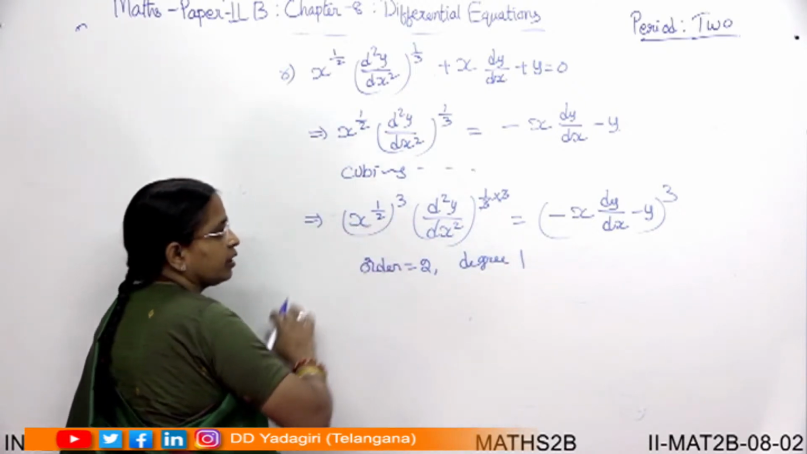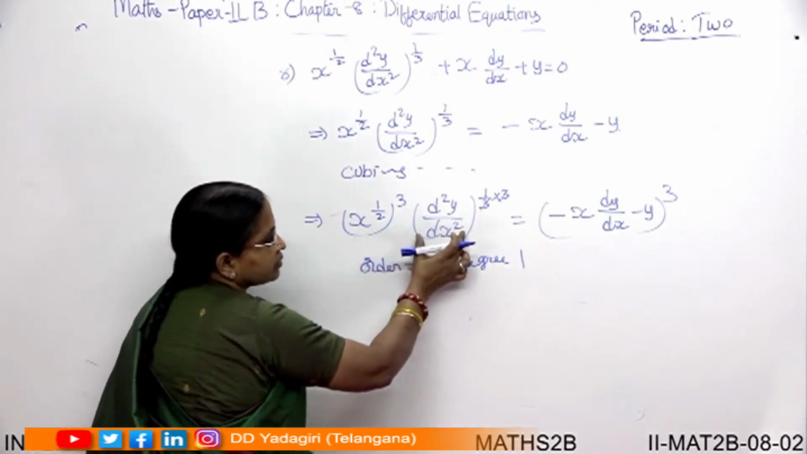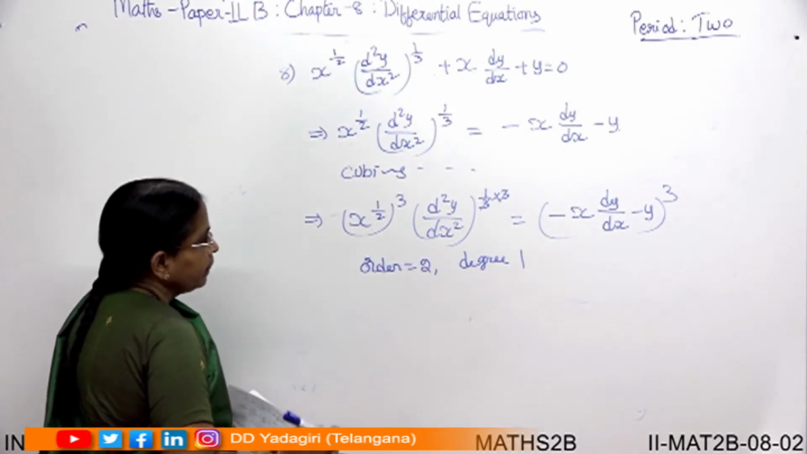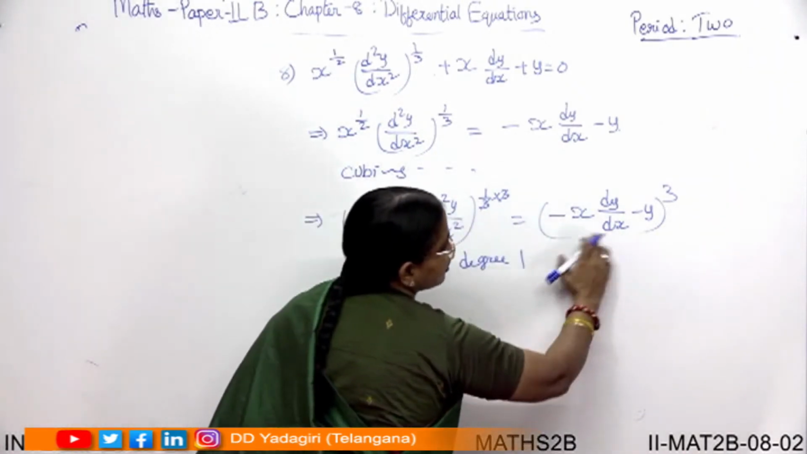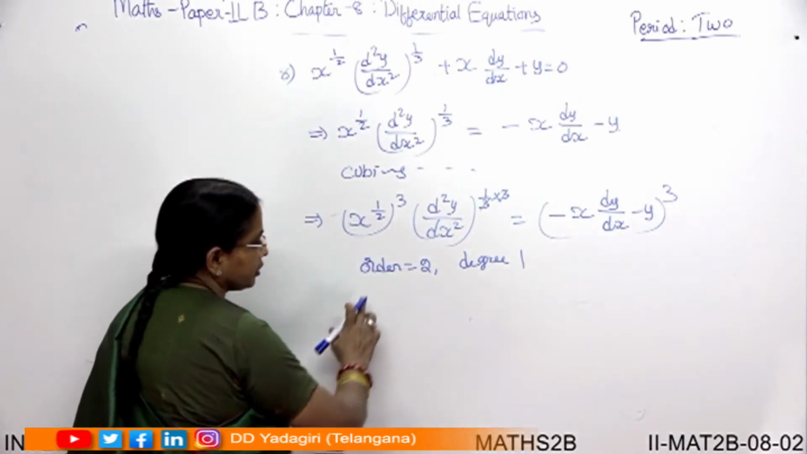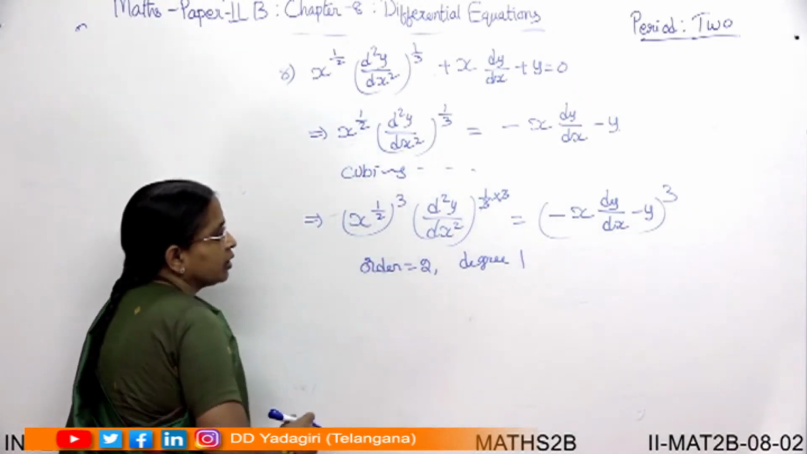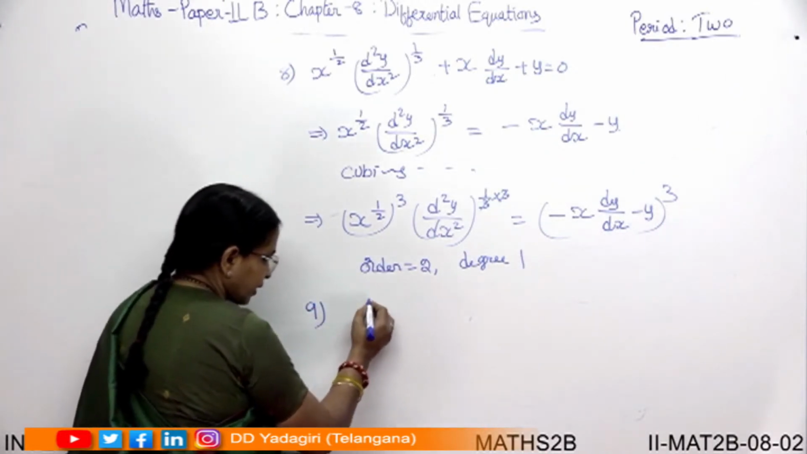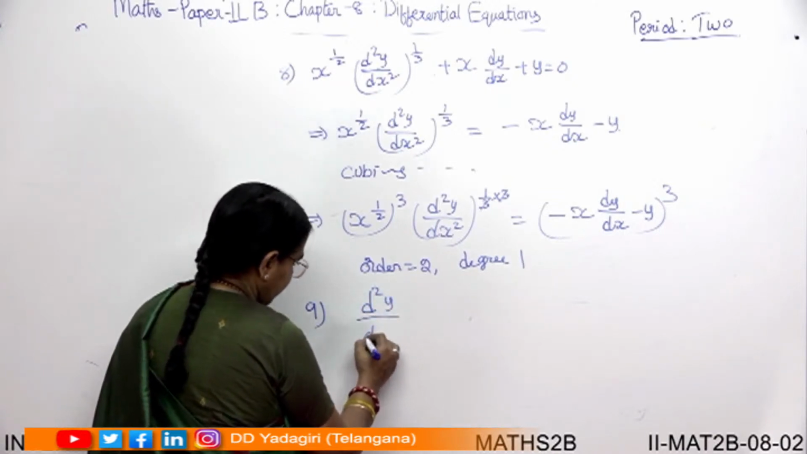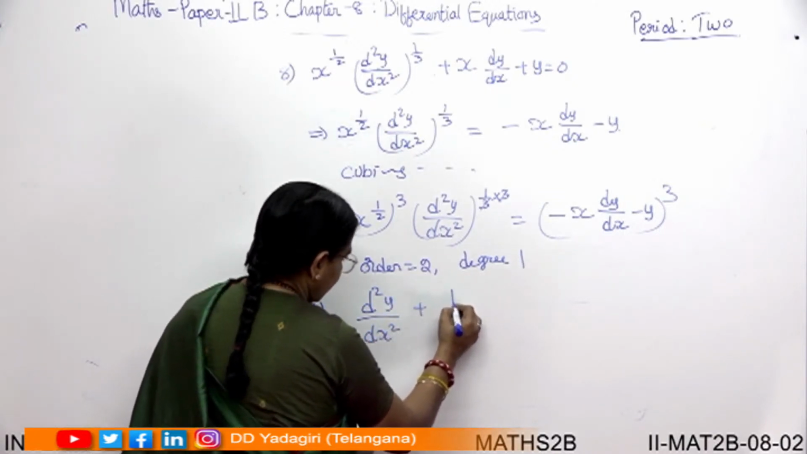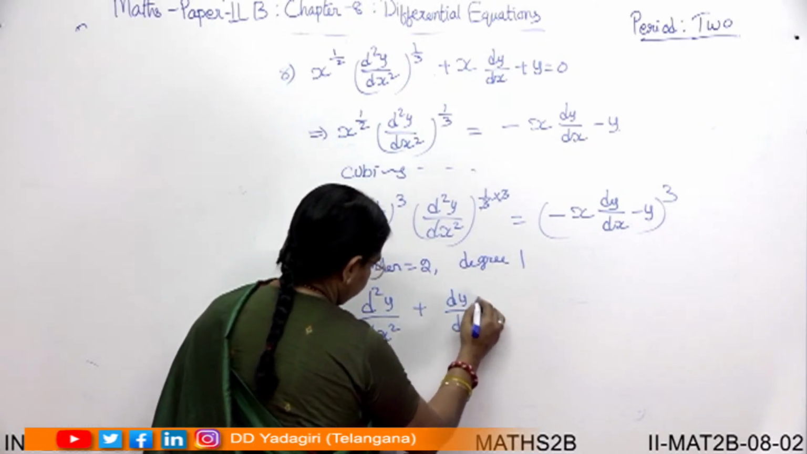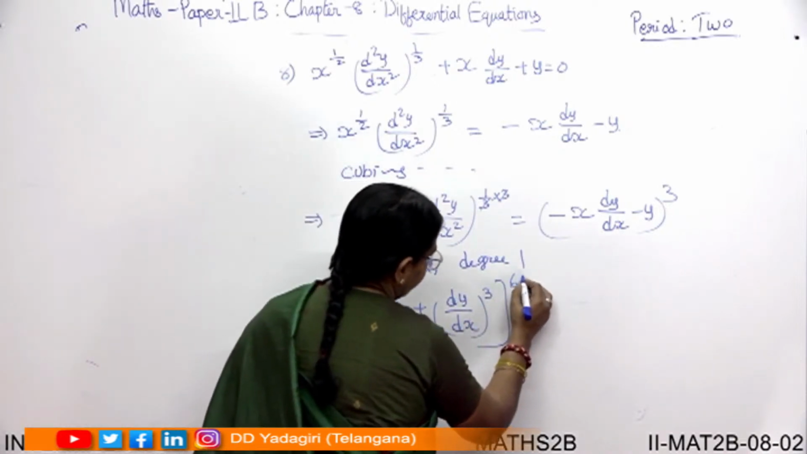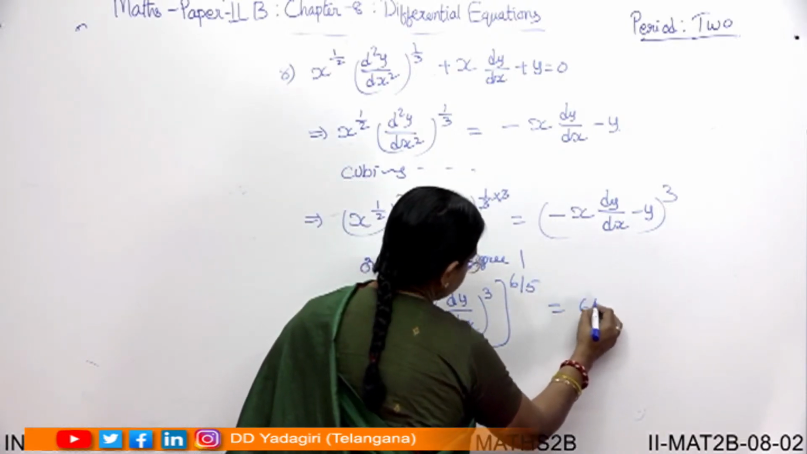Here you can have any fractional coefficients, but as far as derivatives are concerned, you should have integer powers. It should be a polynomial. Here also when you expand, it will be a polynomial equation in derivatives only. So the order is 2 and degree is 1. Now the next example is very important, and the question is tricky. (d square y by dx square) whole cube, whole to the power 6 by 5, is equal to 6y.